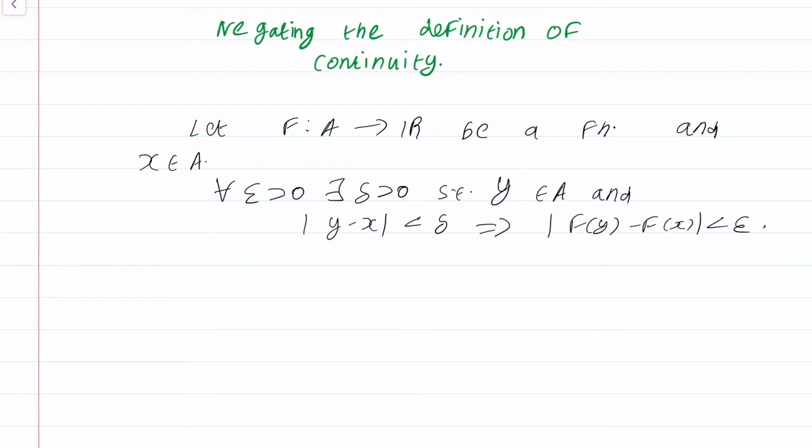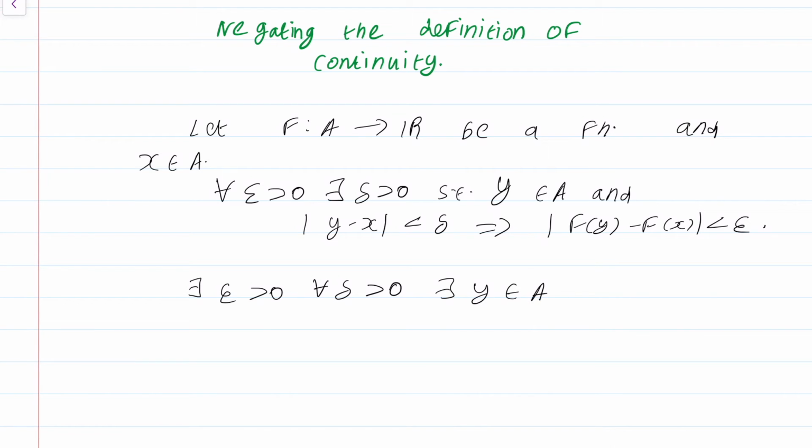Now, how would you negate this? Well, it's pretty simple. This 'for all epsilon' becomes 'there exists epsilon greater than 0' and the negation sign moves inside. This 'there exists delta greater than 0' becomes 'for all delta greater than 0'. Okay? For all delta greater than 0, such that y in A and mod y minus x less than delta implies mod f(y) minus f(x) less than epsilon means: there exists epsilon greater than 0, for all delta greater than 0, there exists y in A.